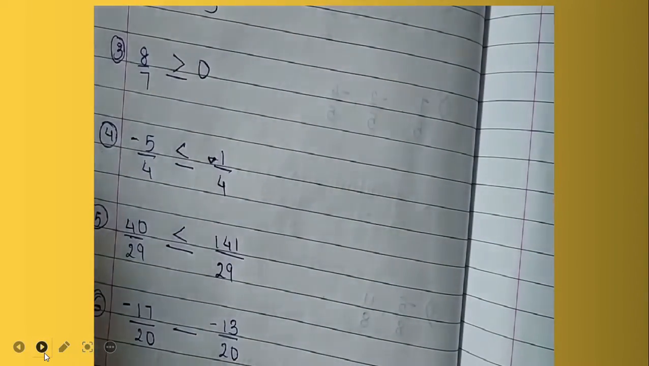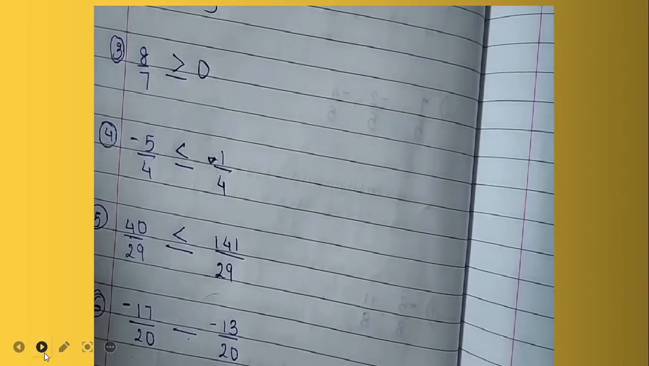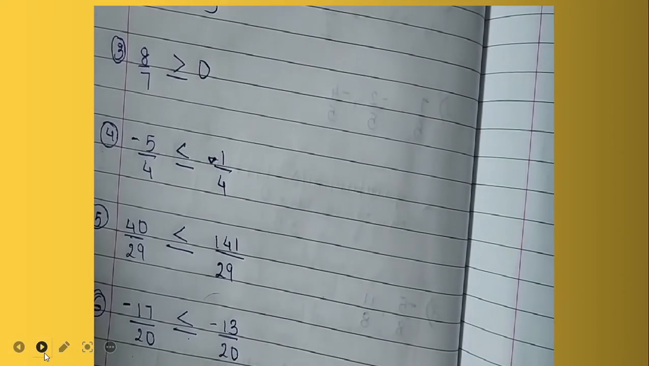Okay, so let's go ahead. Now, minus 17 upon 20 dash minus 13 upon 20. Denominators are equal, so we don't need to do anything there. While drawing the number line, minus 13 comes first, so this is greater, but this rule only applies to the negative sign and not to the positive sign. So yes, minus 17 upon 20 is smaller than minus 13 upon 20.